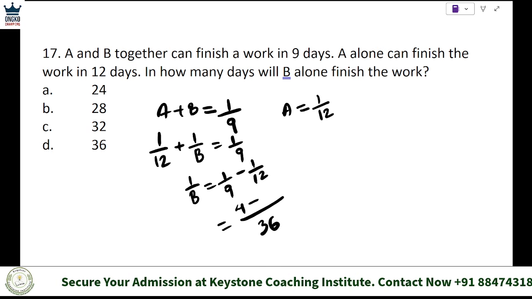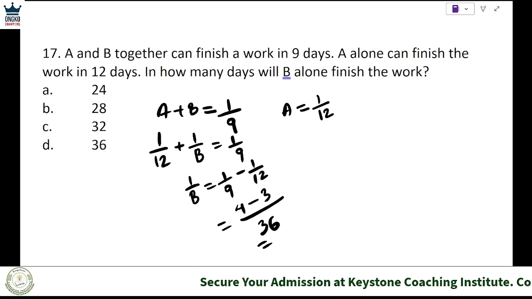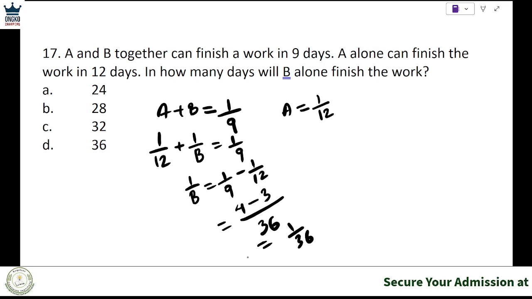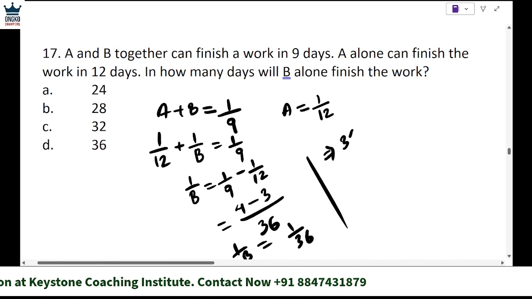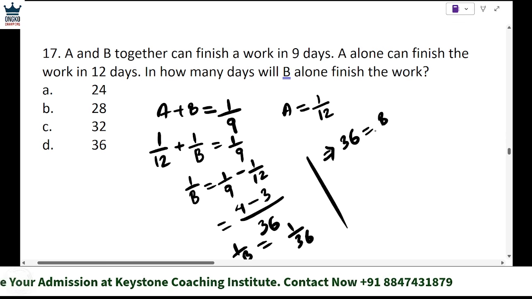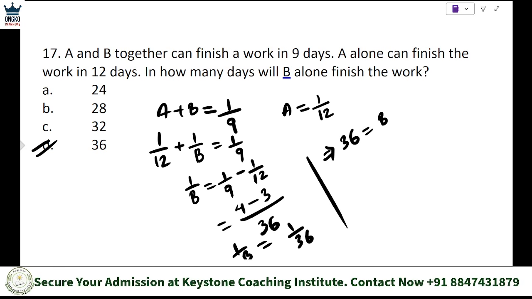12 times 3, and 3 into 1 will give us 3. So here 4 minus 3, that is 1 by 36, and this is 1 by B. So 1 by B is equal to 1 by 36, cross multiply, B is 36. So B can finish the work in 36 days. So the answer is 36 days.